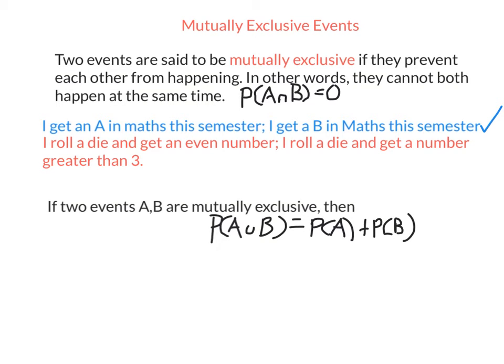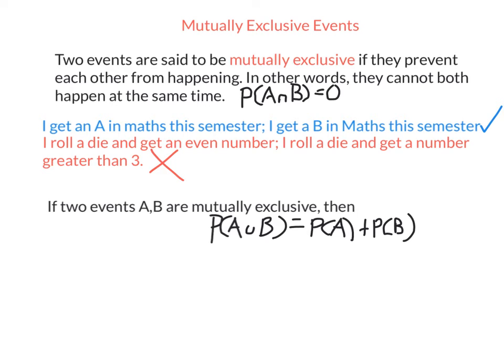So in this next example, roll a die and get an even number, roll a die, get a number greater than 3. These events are not mutually exclusive. They are not mutually exclusive because they can both happen at the same time. I can roll a die and at the same time get an even number and a number greater than 3. I could get a 4 or a 6. If I get a 4, for example, I get an even number, and at the same time, I get a number greater than 3. That's why these two are not mutually exclusive.